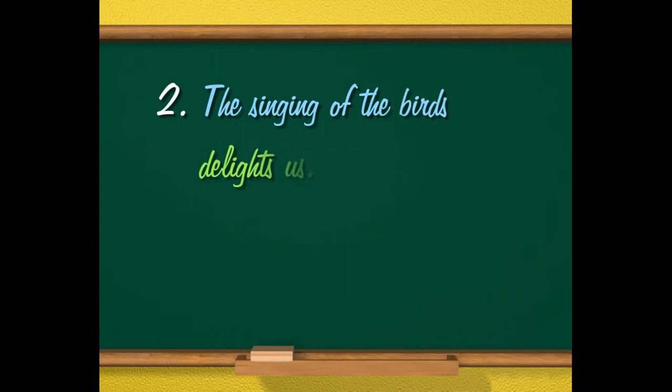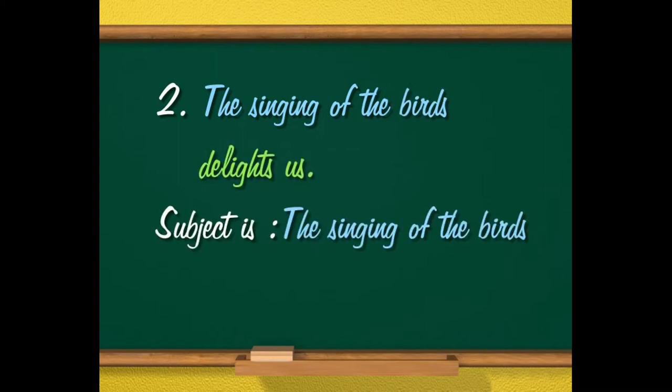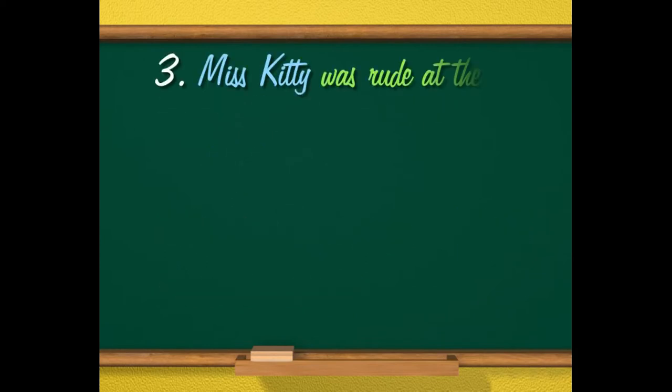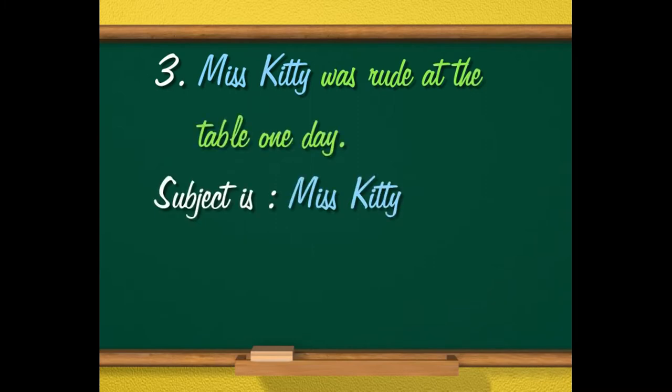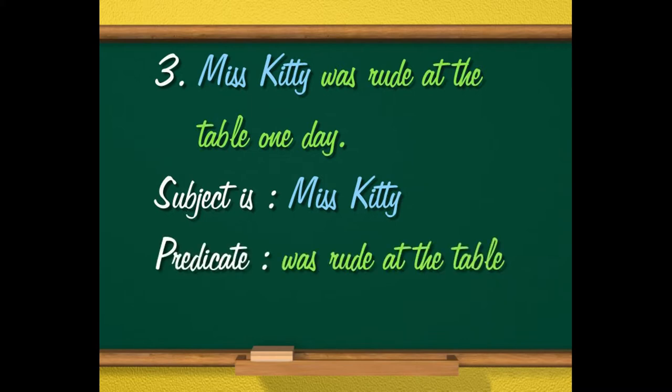Next question. The singing of the birds delights us. Here the subject is the singing of the birds and the predicate is the other half of the sentence, that is, delights us. Next question. Miss Kitty was rude at the table one day. Here the subject is Miss Kitty, the predicate is the other half of the sentence, that is, was rude at the table one day.